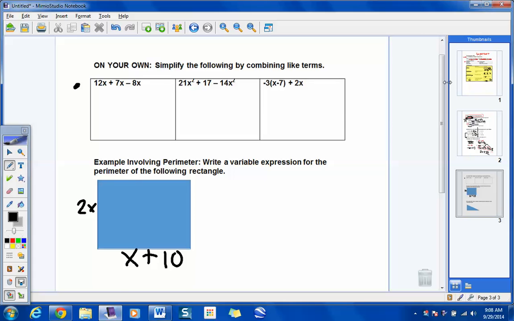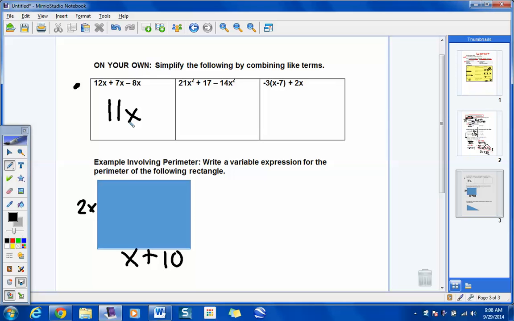All right, hang in there. 12 plus 7 is 19, we said, right? 19 minus the 8 is 11x. Everybody understand why 11x right there? It's just 12 plus 7 minus 8. They all have the x in there, so I can put all three of them together, right?